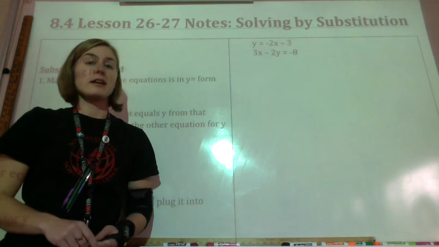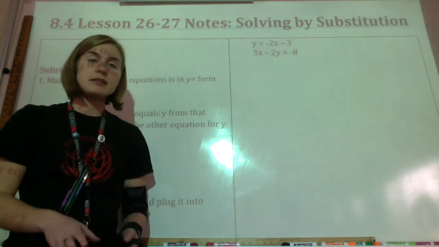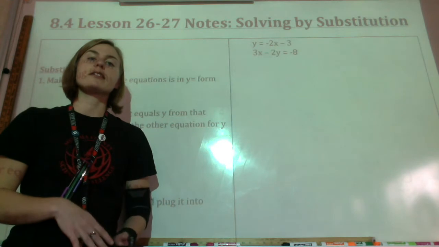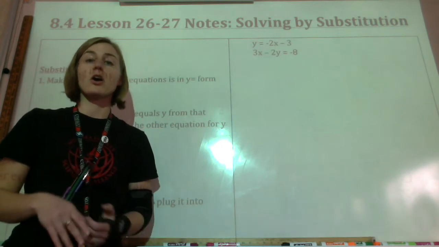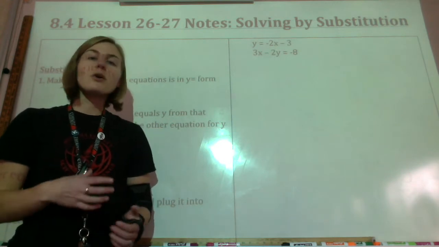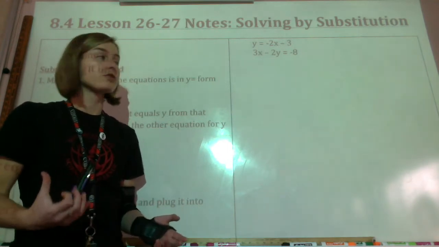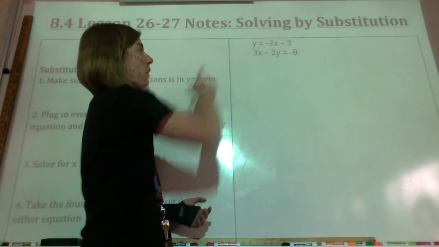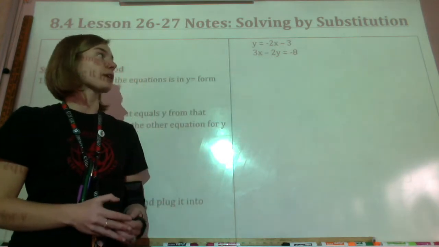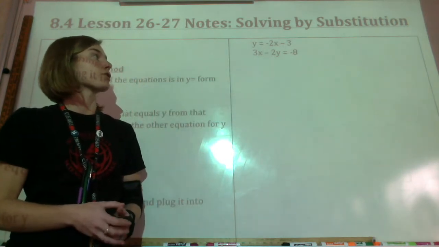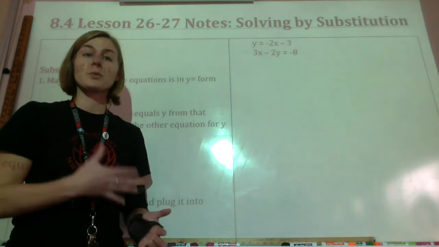We're now going to take a look at a different way of solving systems. Last time we looked at solving by graphing. This time we're going to be looking at a method called substitution. So I have some steps here that we're going to go through, just the method for substitution, and solving this system right here: y equals negative 2x minus 3 and 3x minus 2y equals negative 8. So we're just going to work through it together.